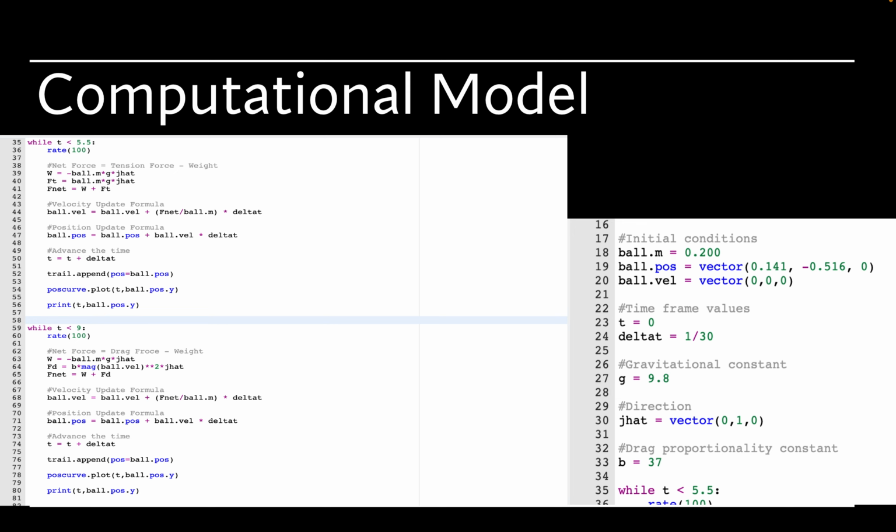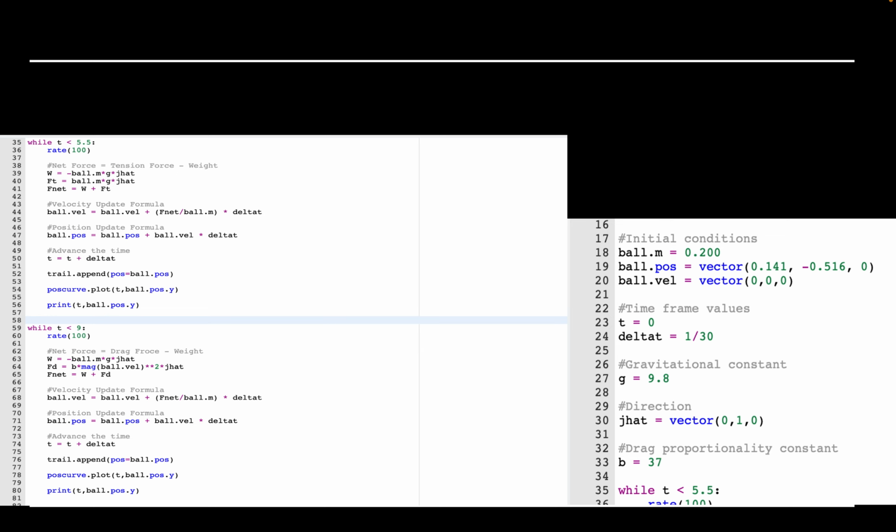From 0 to 5.5 seconds, the bottom part of the slinky was stationary, so that's what we did while t was less than 5.5, using weight and the tension force, which are equivalent to each other, which is why the bottom part of the slinky was stationary. While t was greater than 5.5 and less than 9, that's when the bottom part of the slinky started to move. So we calculated the drag force and the weight, and then added those two together to calculate the net force, and then used the velocity update formula and the position update formula to plot velocity and position time graphs.